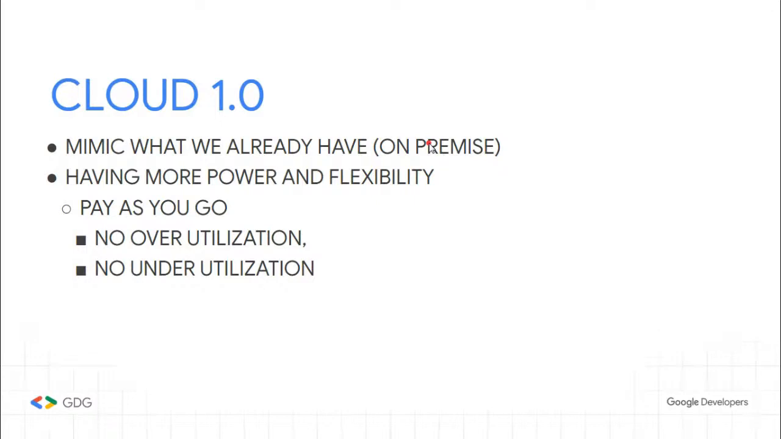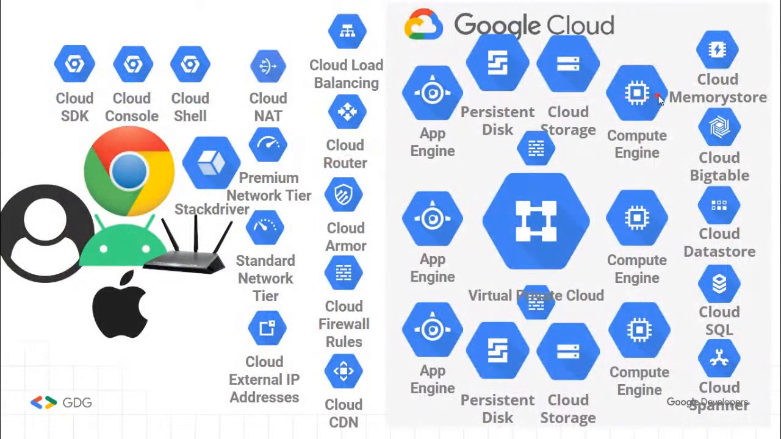Why do we do this? We can have more power and flexibility, because we pay just as you go, which means that we don't need to over-utilize or under-utilize. For example, if we bring three virtual machines on Compute Engine and then we want to scale up or scale down, we don't have a problem. But if we buy the hardware, here we have a problem, because we are going to pay a lot of money.